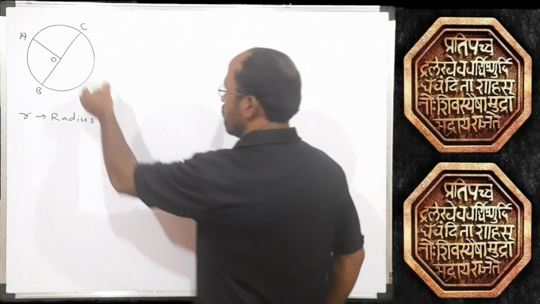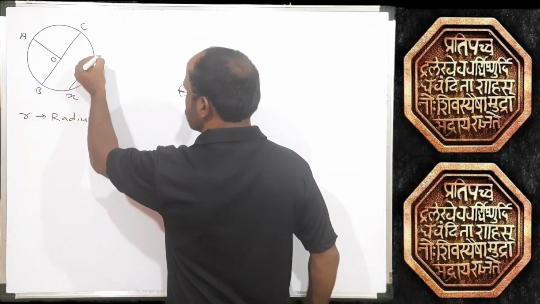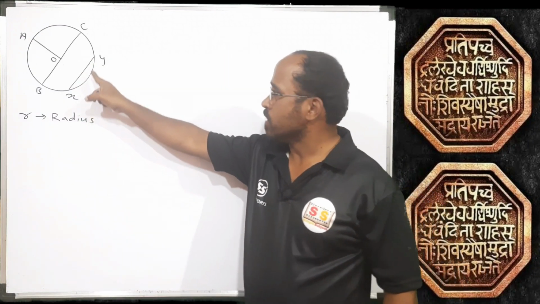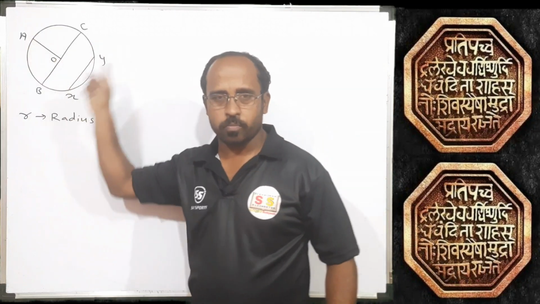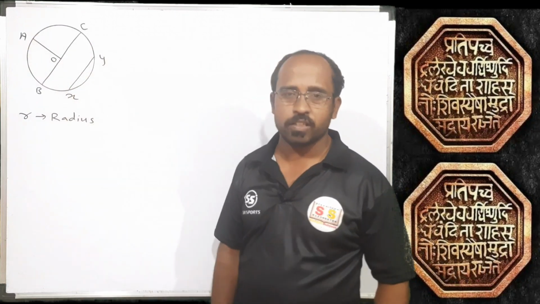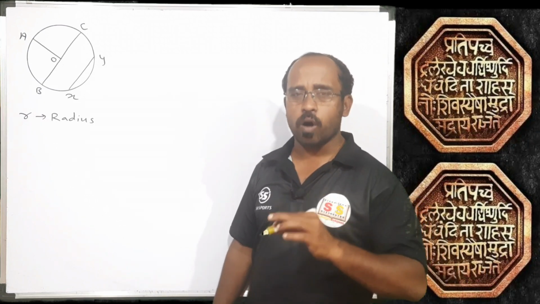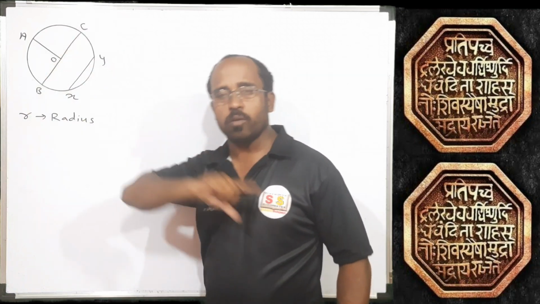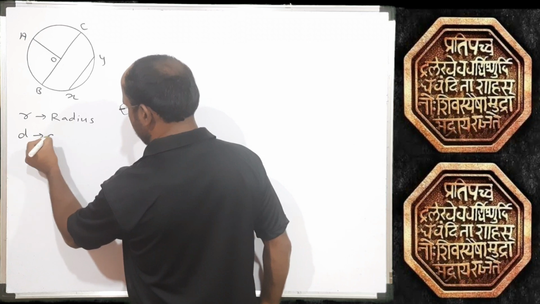And a line segment which is joining any 2 points on the circle. Suppose this XY. This XY line segment is joining 2 points X and Y which are on the boundary of the circle. Such a line segment is called as chord, right? And a chord like BC which passes through center of the circle is called as diameter and denoted as D.